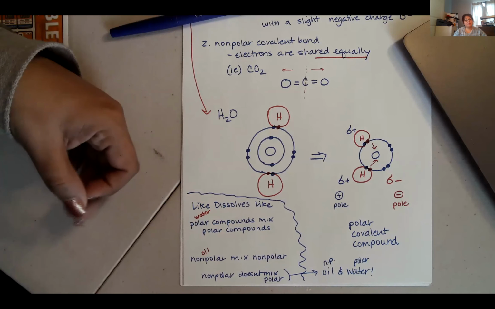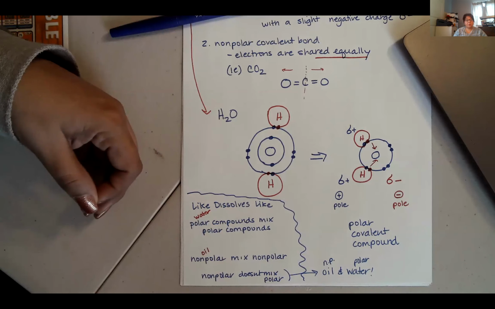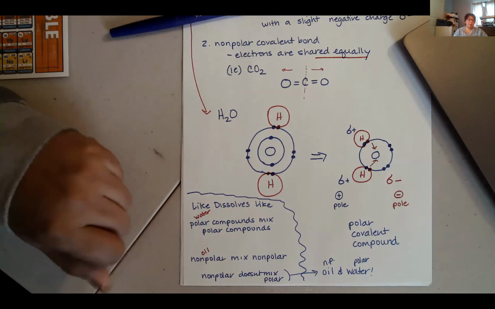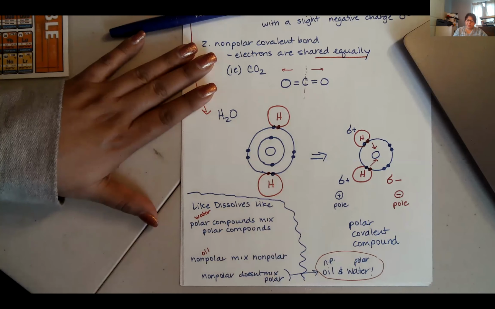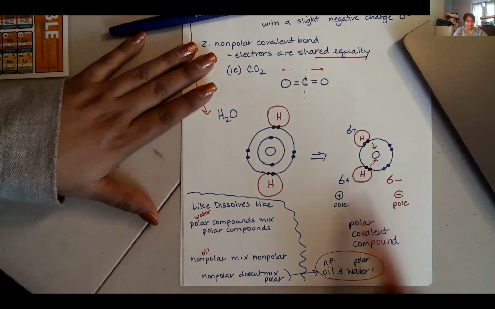So if another solution mixes with water, then it's a polar solution. But if it mixes with oil, then it's a nonpolar solution. Oil and water don't mix because they have different polarities. Oil is more like carbon dioxide and it shares electrons equally, whereas water is the classic example of a polar compound.